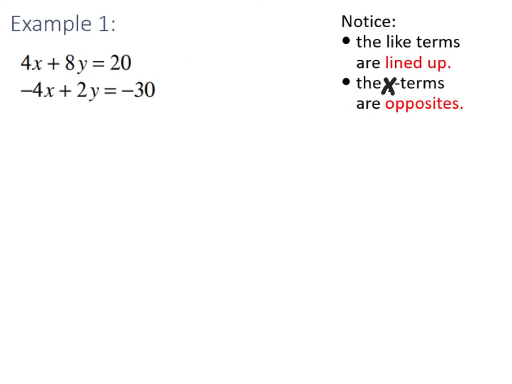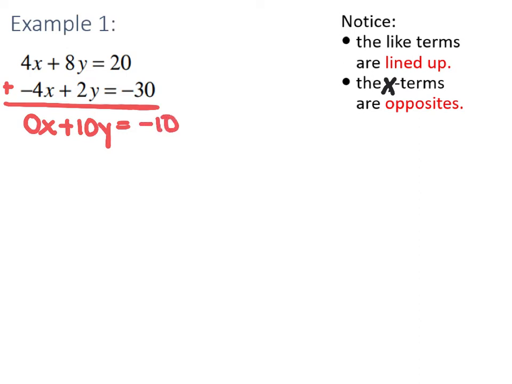Our first example is 4x plus 8y equals 20 and -4x plus 2y equals -30. Now notice that the like terms are lined up and the x terms are opposite. So I can add straight down in my equation. If I add 4x plus -4x, that would give me 0x. 8y plus 2y gives me 10y. And 20 minus 30 would give me -10.